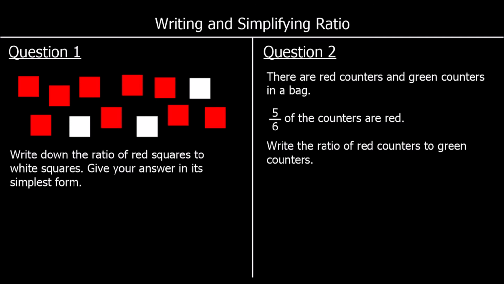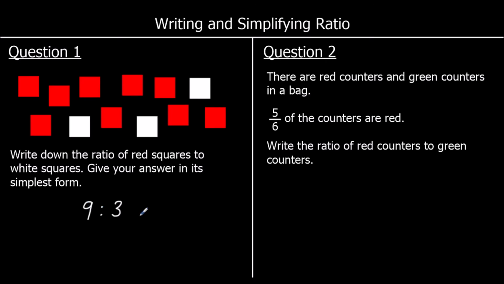So in the first question, we've got the ratio. We need to write down the ratio of red squares to white squares. So how many red squares do we have? 1, 2, 3, 4, 5, 6, 7, 8, 9 red squares. So we write 9. So it's red squares to white squares. So write red first and then white. We've got 1, 2, 3 white squares. So we can say we've got 9 red squares to 3 white squares.